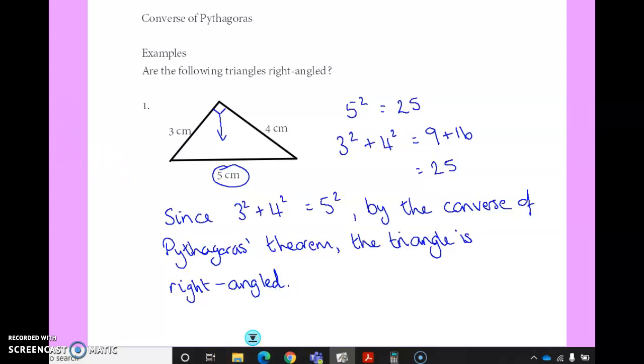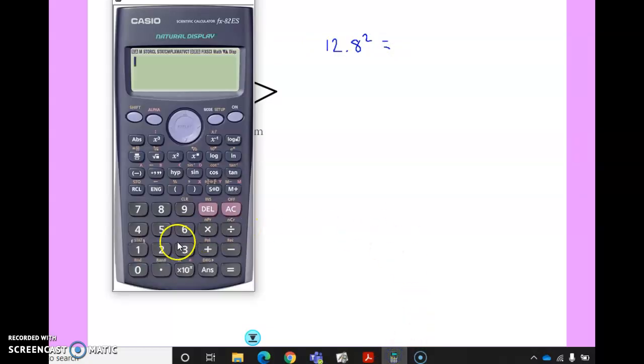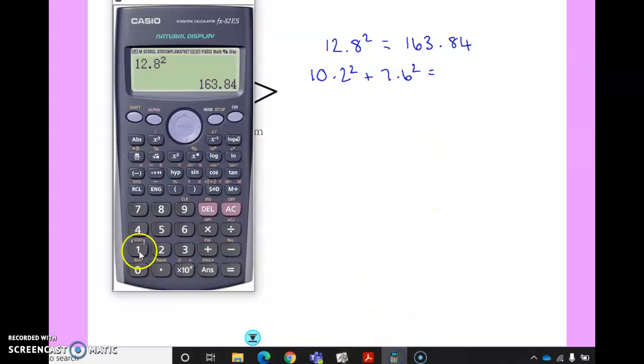Here we'll try a second one. Triangle again. There's my longest side, so I'm trying to decide whether or not this angle here is a right angle. So again, start with my longest side. So 12.8 squared is 163.84. Square and add the shorter two sides. I'm doing 10.2 squared plus 7.6 squared. That would be 161.8.